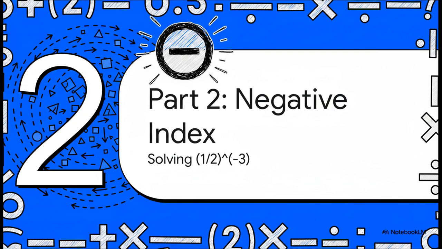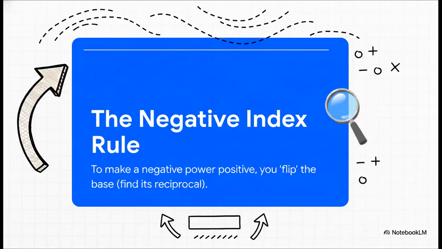The big scary thing here is obviously that little negative sign up in the power. And you know what? This is another one of those things that looks complicated but is secretly super simple. A negative power is basically just an instruction. It's telling you to flip the base number, find its reciprocal. The moment you flip it, that negative sign just disappears and the power becomes positive.